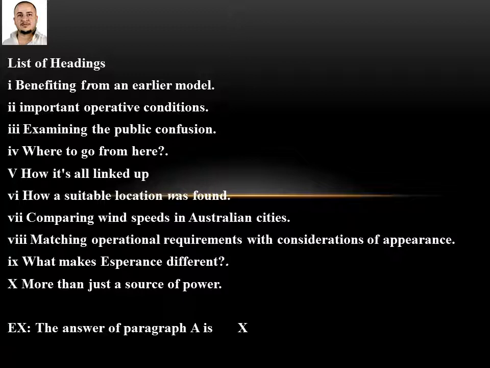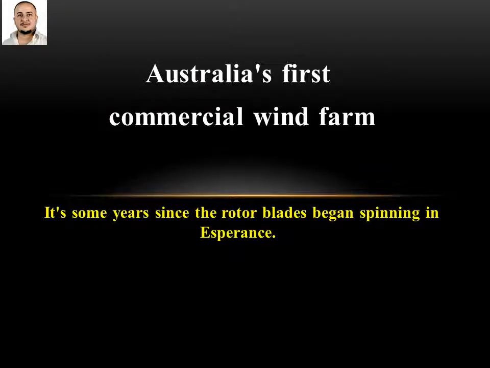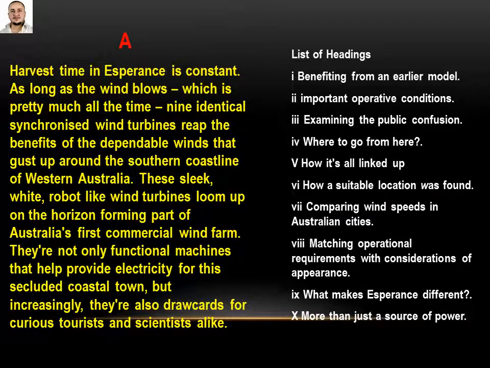They have given you an example here, which is the answer of paragraph A is X, which means number 10, more than just a source of power. The title is Australia's first commercial wind farm. It's some years since the rotor blades began spinning in France. Paragraph A. As we noticed, they gave us that the answer of paragraph A is number 10, more than just a source of power.